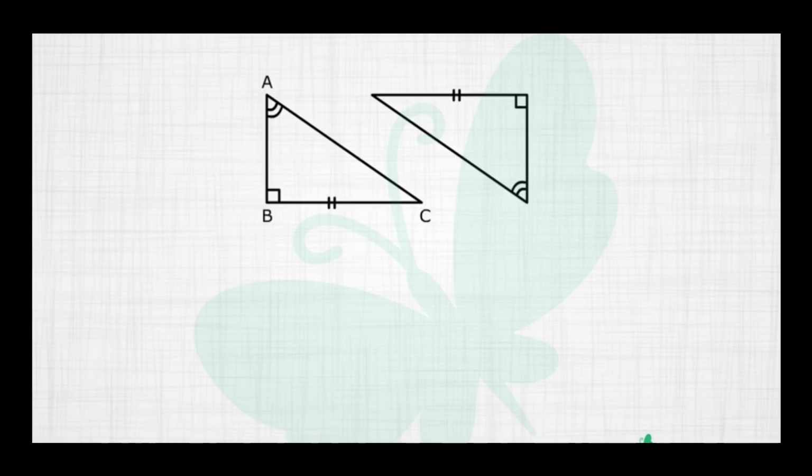Here we are given two triangles, ABC and DEF. We also know that angle ABC equals angle DEF, each measuring 90 degrees. Angle BAC equals angle EFD, and sides BC and DE are of the same length. Now, are these two triangles congruent? In this case, we cannot use the ASA congruency criterion, as BC and DE are not the included sides of the two triangles. So what do we do?